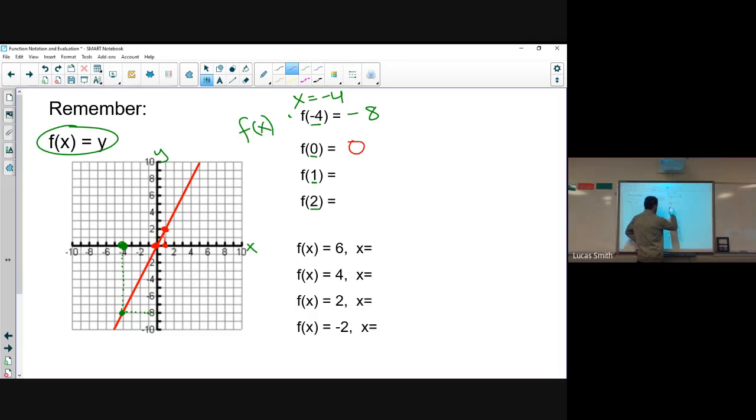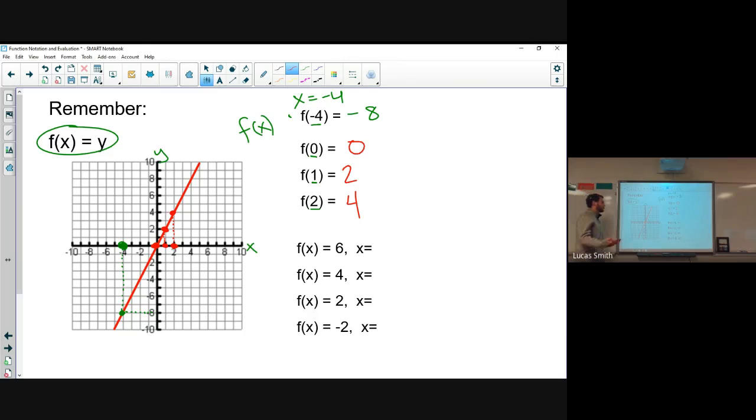So f of 1, if x equals 1, my function is up at 2. What about f of 2? When x is 2, I'm going to trace up to my line. Looks like it's up at 4. So my function is at 4 when I'm at 2 on the x-axis.